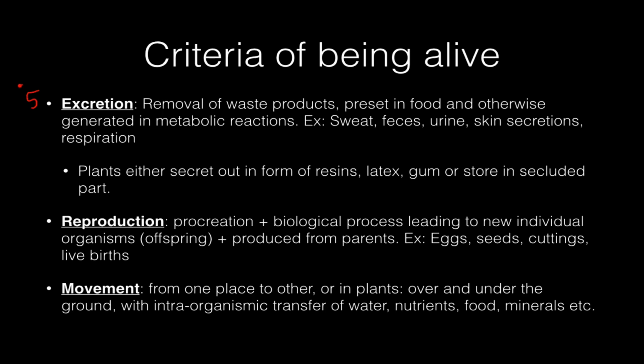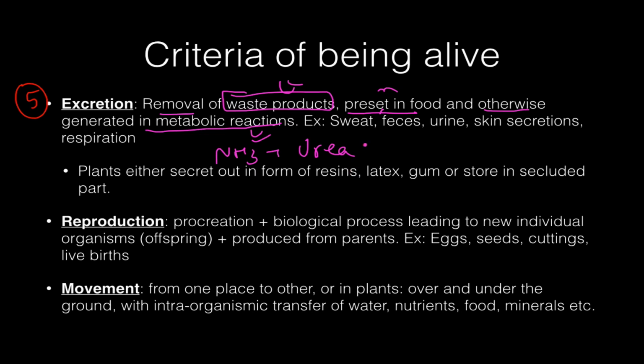Now fifth is excretion. What do you mean by excretion? It is removal of waste products. Is that understood? Which are present either in the food or otherwise generated in metabolic reactions. बहुत सारी cycle होती है, ammonia cycle होती है that finally produces urea in human beings. Now how does excretion occur? Through sweat, through feces, through urine, through skin secretions, even through respiration. Carbon dioxide is excreted out because it is a byproduct generated in respiration, so it needs to be excreted out.